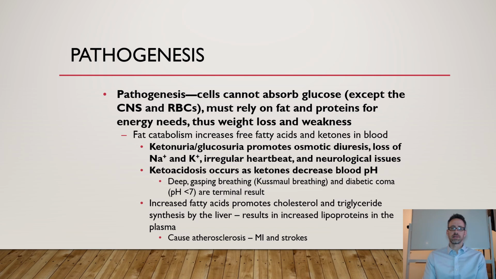And you'd see increased fatty acids promote cholesterol and triglyceride synthesis by the liver. Because we're relying more on fatty acids, the liver is going to produce more triglycerides, and it's going to produce more lipoproteins. So the lipoprotein levels can actually start to elevate in diabetics. This has been associated and correlates with causes of atherosclerosis, which can affect blood vessels in the heart, in the brain, and everywhere else, like the kidneys, causing MI and stroke and kidney failure and so on.